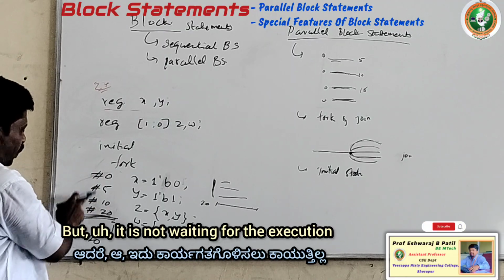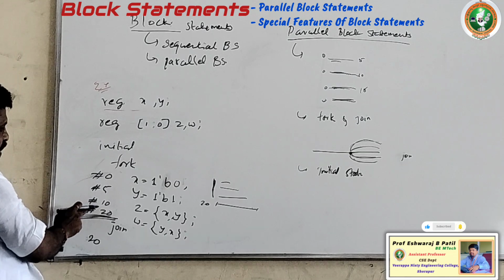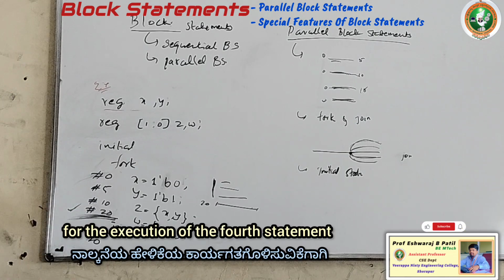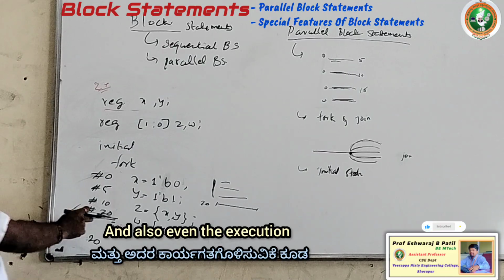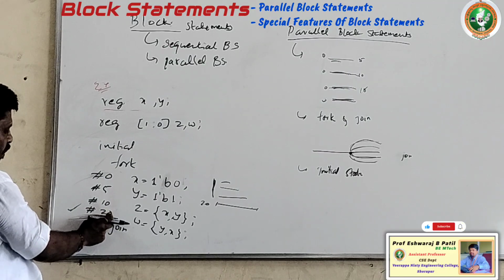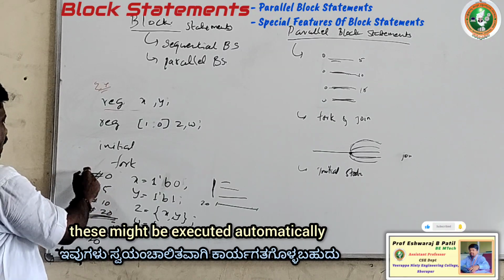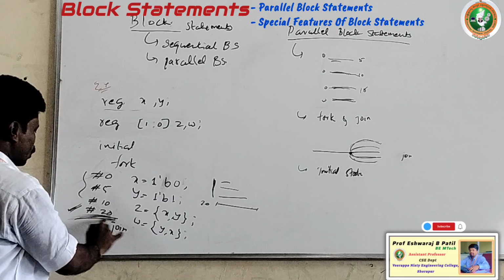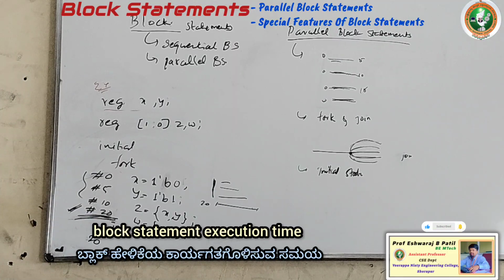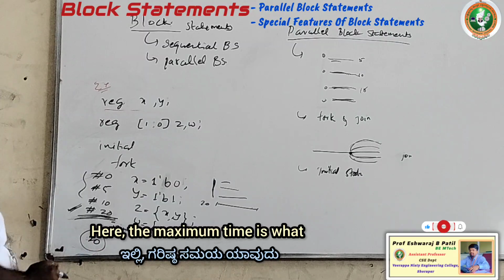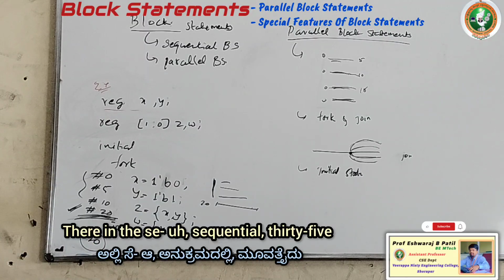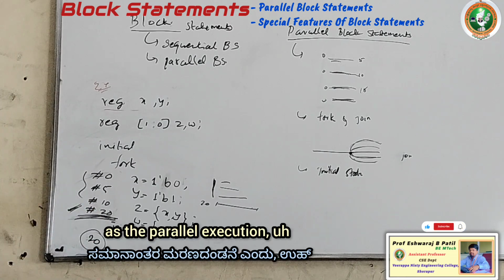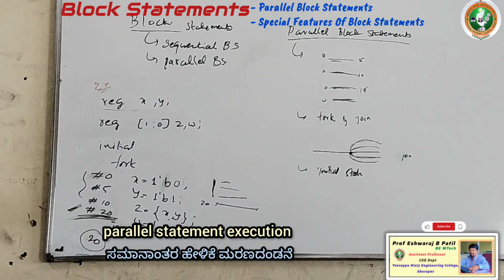It is not waiting for the execution of the first, second, third before the execution of the fourth statement. It is already executing, and within the execution of the fourth statement, the others are executed automatically. So only the statement with the highest time is considered as the parallel block statements execution time. Here the maximum time is 20, whereas in sequential it is 35. We do not add here; we consider the higher value as the parallel statement execution time.